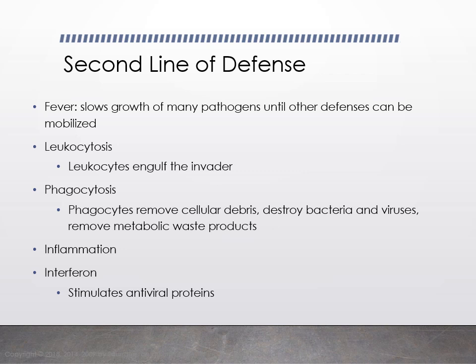Leukocytosis. Leukocytes engulf the invader. And then we have phagocytosis. Phagocytes remove cellular debris, destroying bacteria and viruses. They also remove metabolic waste products. The next second line of defense that we have is inflammation. And then we have interferons. So this stimulates antiviral proteins.